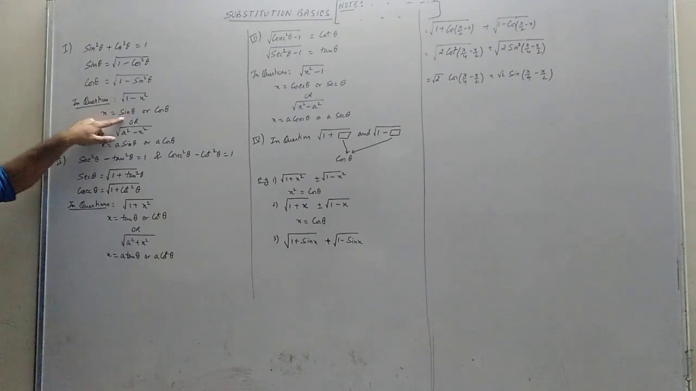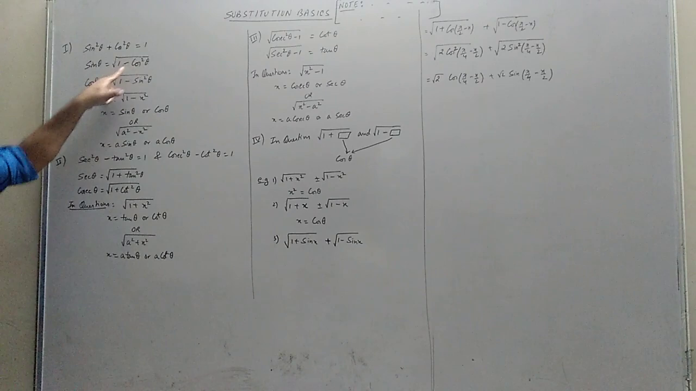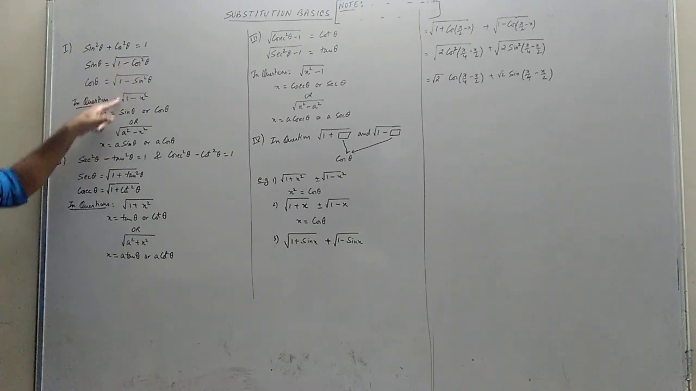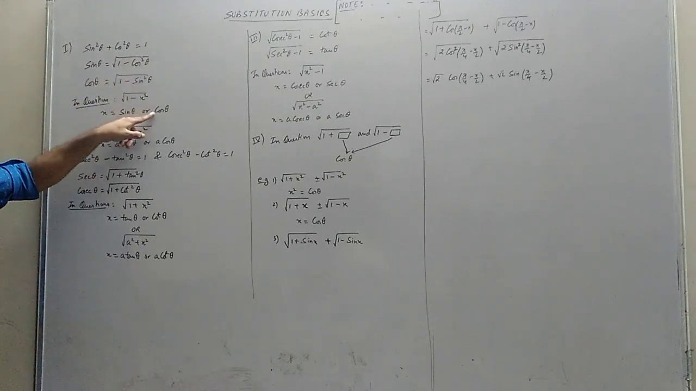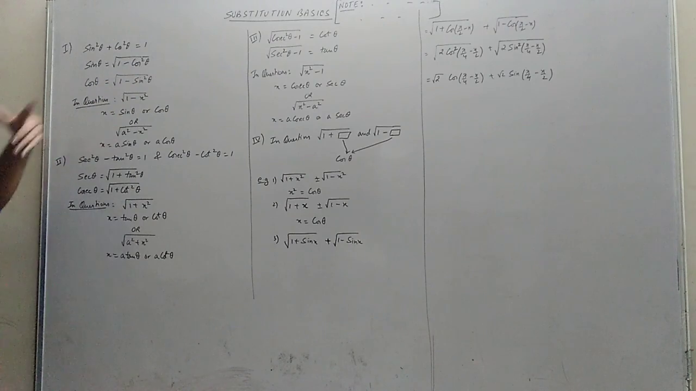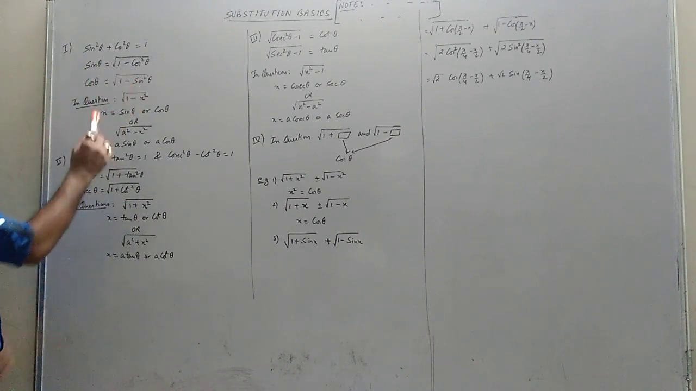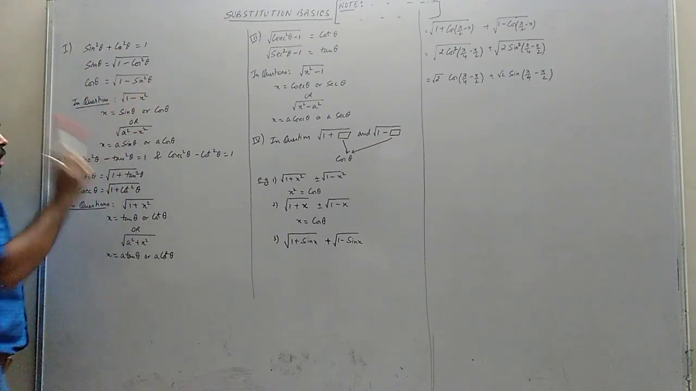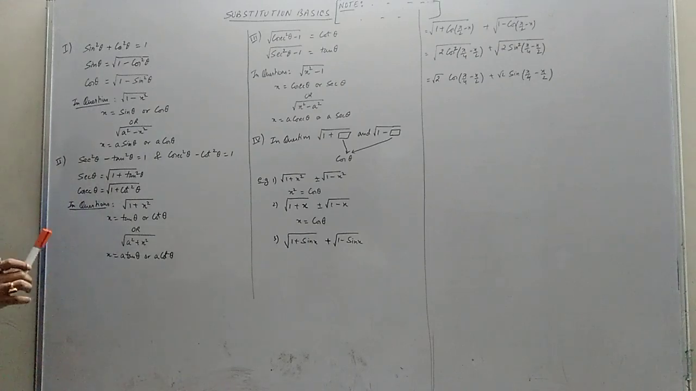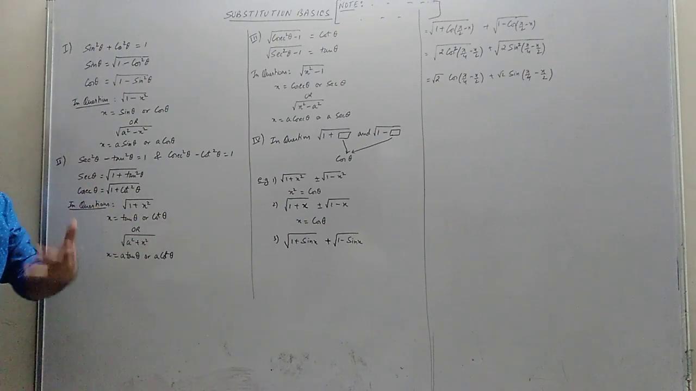So understand, why will we put sin theta for x? 1 minus is matching, right? 1 minus in front, under root matching, and the square is also matching. In the place of x we may have cos theta or sin theta. That means when in the question you face a term like under root 1 minus x square, in the place of x you can put sin theta also, and in the place of x you can put cos theta also. Both ways you will get the answer.